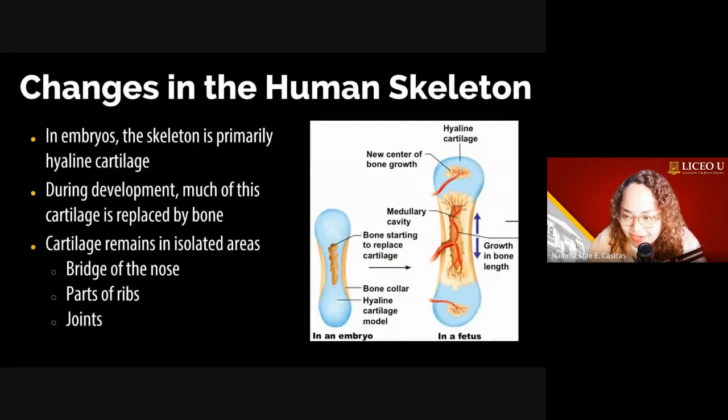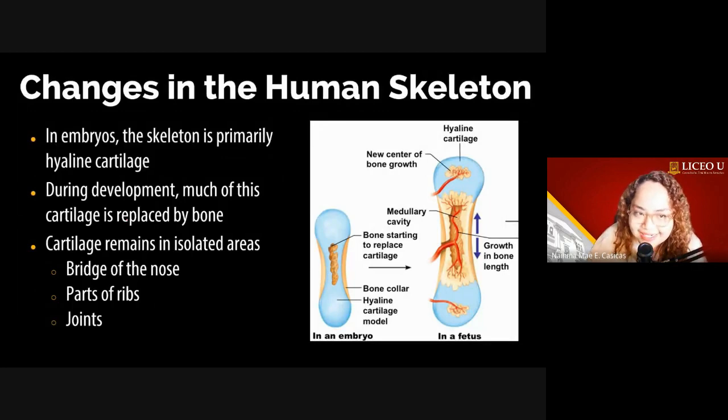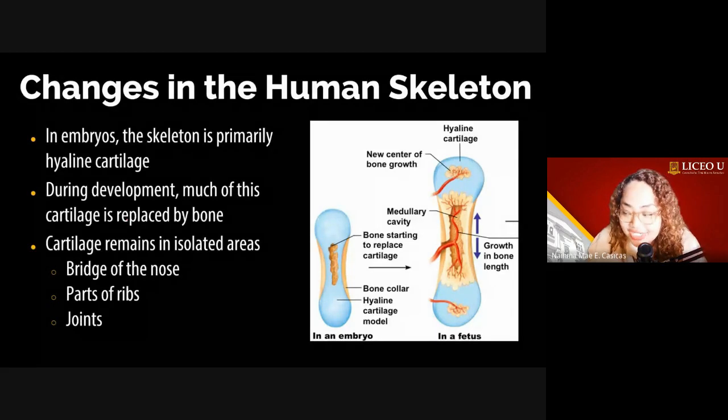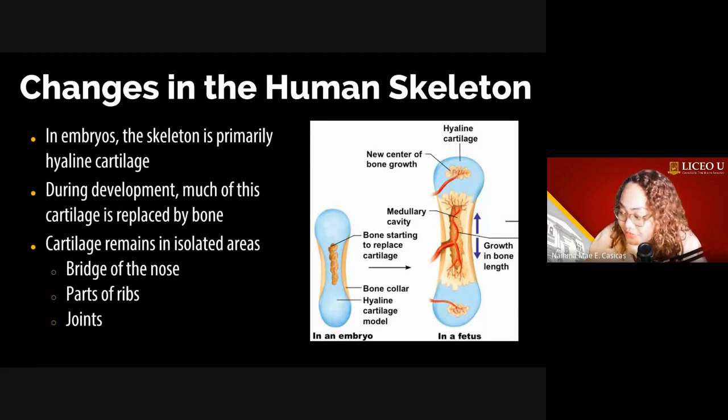So of course, in embryos, as you mentioned earlier, the skeleton is primarily made of hyaline cartilage. During development, this cartilage is then replaced by bones. Eventually, it happens gradually. And the cartilage remains in isolated areas. They don't really develop as bones. It's found in the bridge of your nose and the parts of your ribs. I'll show you a picture of the connection in the ribs later. And then your joints, of course.